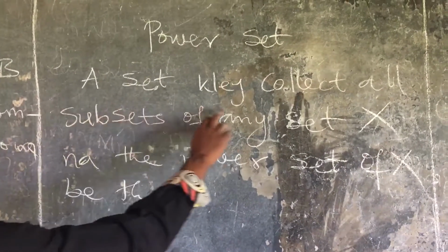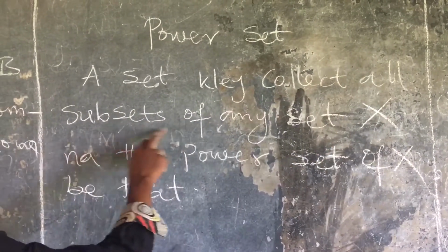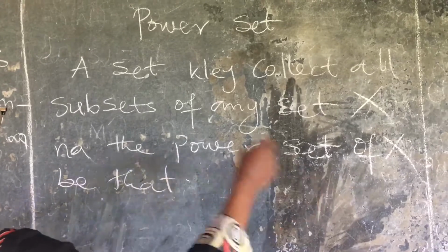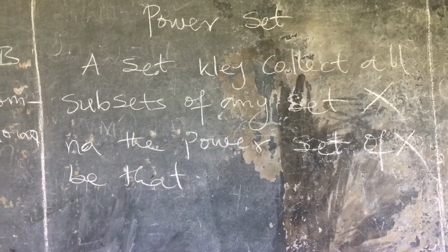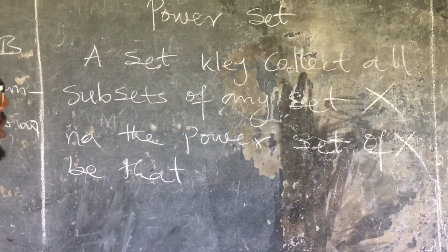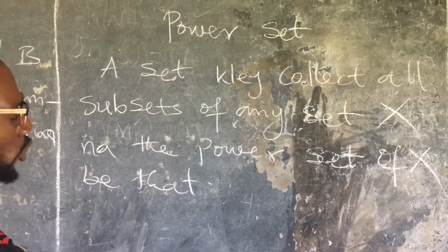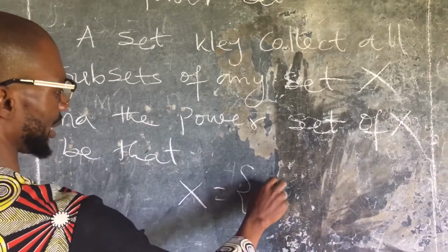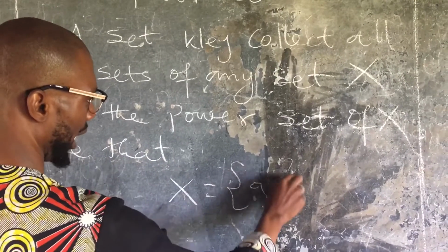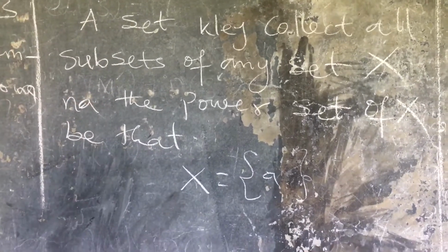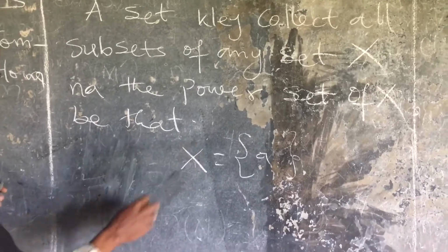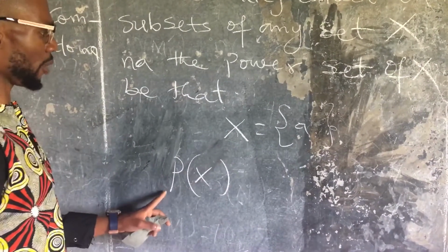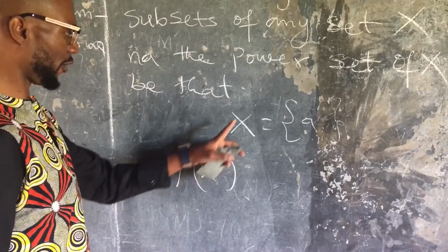So a set will collect all subsets of any set X. Now the power set of X will be that. I don't know whether this definition makes sense. So if I get a set X like this, it will give me some element like this, A. Then the power set of this set, we write it like this. This one means the power set of set X.